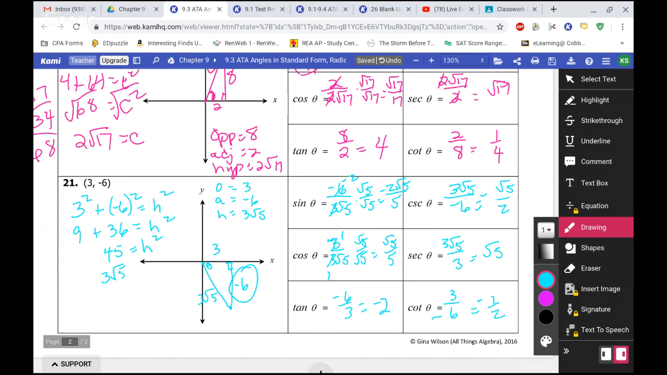Okay. And then tangent is opposite, negative 6, over adjacent. So that's negative 2, and then cotangent is negative 1/2. Yes. Perfect. You did it. That makes so much sense. Okay.